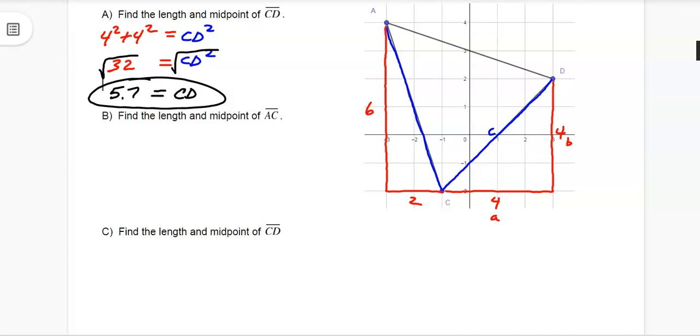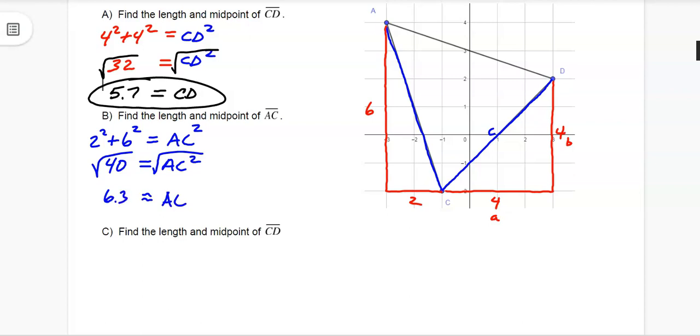And so we're going to set up an equation similar to before. 2 squared plus 6 squared equals AC squared. 2 squared is 4 plus 36, that's 40, equals AC squared. Take the square root of both sides, punch that in, and we get the square root of 40. We're looking at about 6.3. So AC is about, squiggly equals means approximately, 6.3.